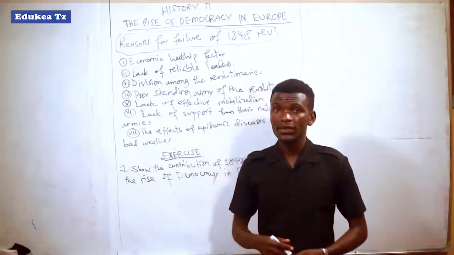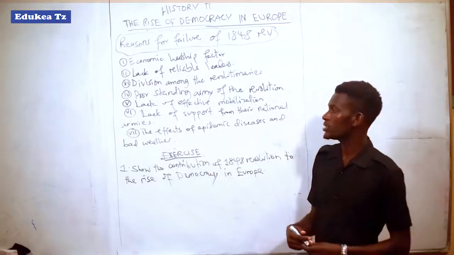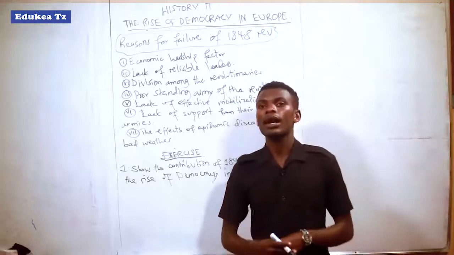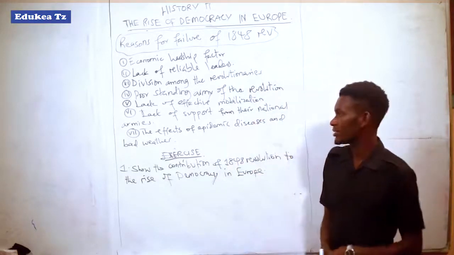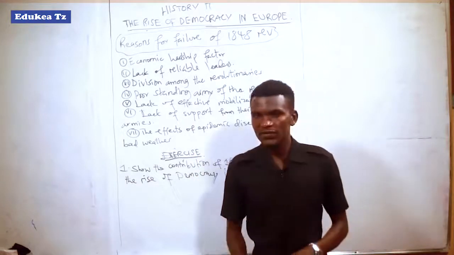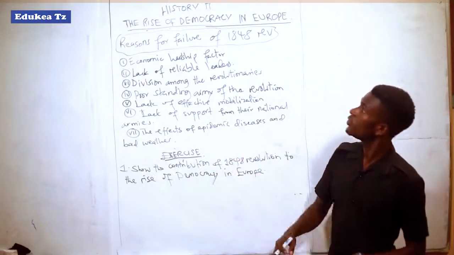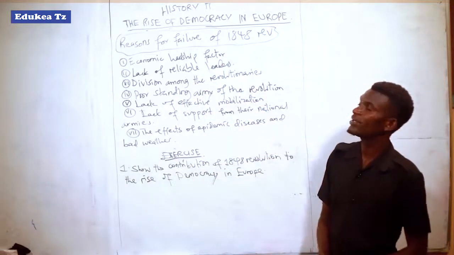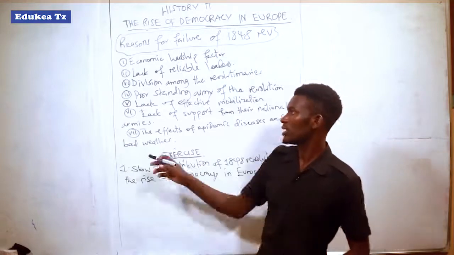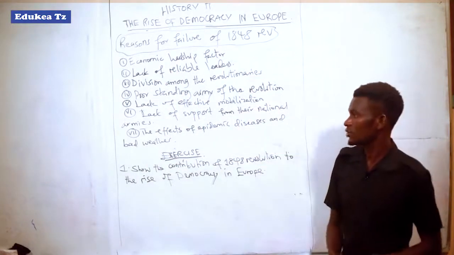Another was the lack of support from their national armies. It means that the armies before that revolution were under autocratic rule or leaders. So it was difficult for armies to support the revolutionaries to overthrow the existing rulers. So this was another reason for the failure of the 1848 revolutions.